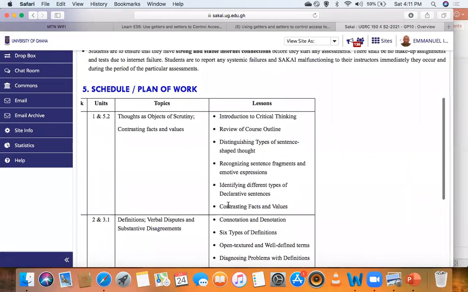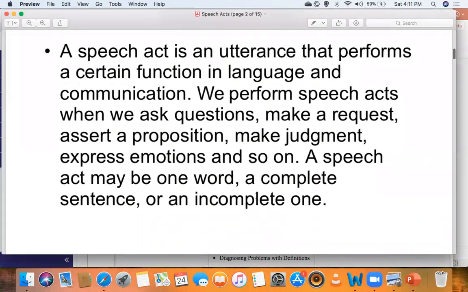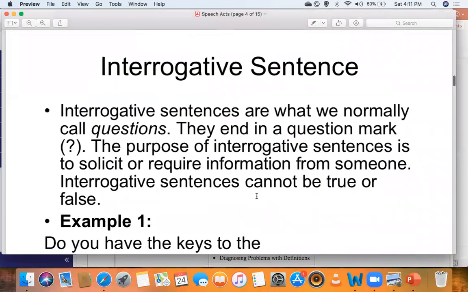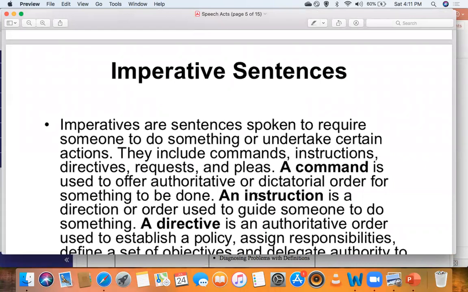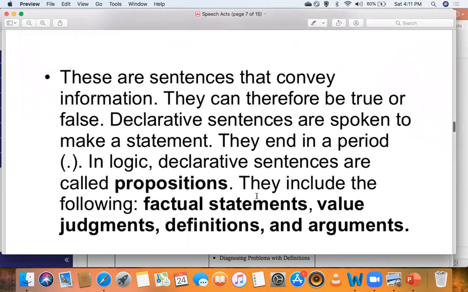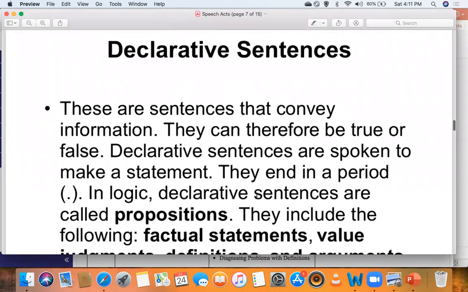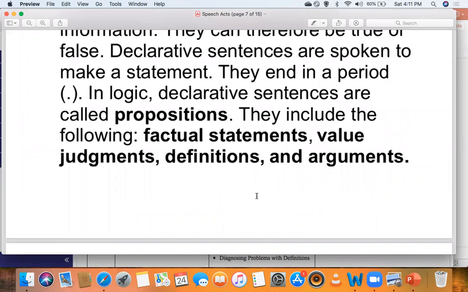So in our first class, we had discussed the different types of sentence-shaped thought. We were looking at the different types of speech acts, the sentences. We saw interrogative sentences, which are sentences spoken to solicit information. We saw imperatives, which are sentences spoken to get someone to do something. And then we saw declaratives, which are sentences spoken to provide information. And there are 3 or 4 types of them: factual statements, value judgments, definitions, and arguments.